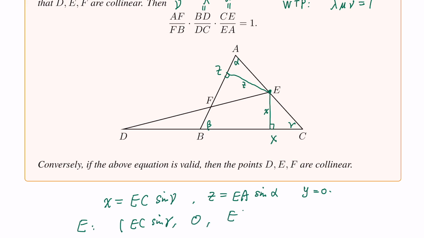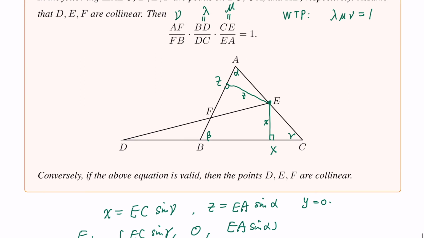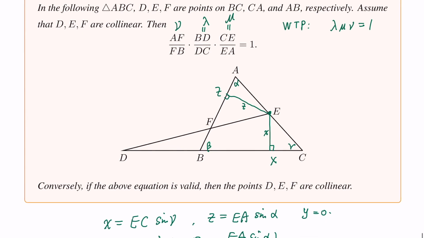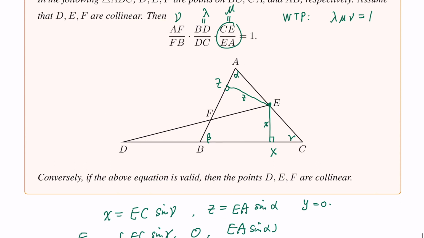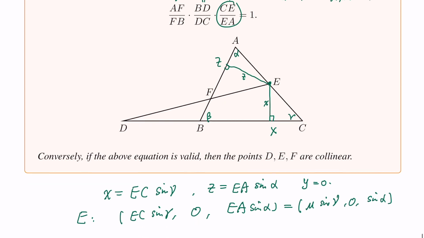And so then EA sine alpha. Okay, so how to simplify this expression? Well, we realize that CE over EA, CE is EC, that's equal to mu. So if I divide all three components by EA, I would get mu sine gamma, 0, and sine alpha. So that would be the coordinates for E.